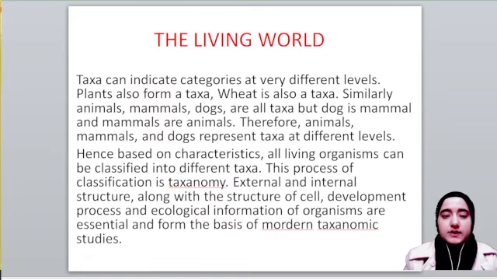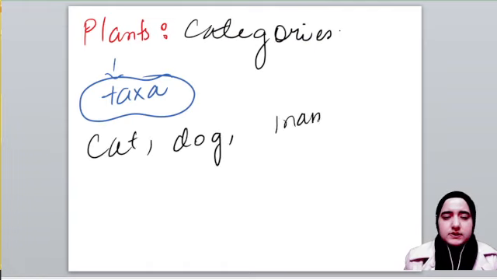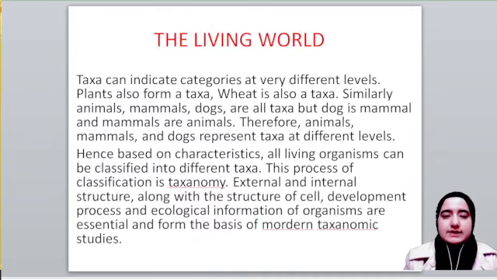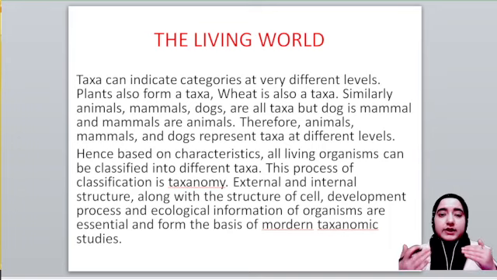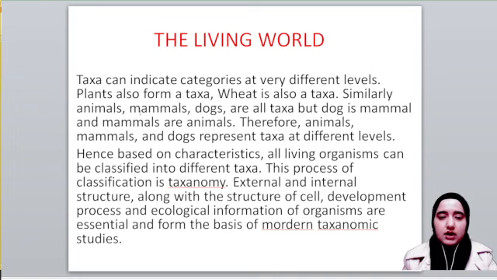Similarly, talking about animals, be that cat, dog, or mammals, or in general animals, they also represent taxa. Taxa simply means we are indicating category at different levels. Plant is totally different from animals, okay? Mammal is totally different from plants. Similarly, dogs are different from plants, but we are just categorizing them at different levels. That's known as taxa, okay?